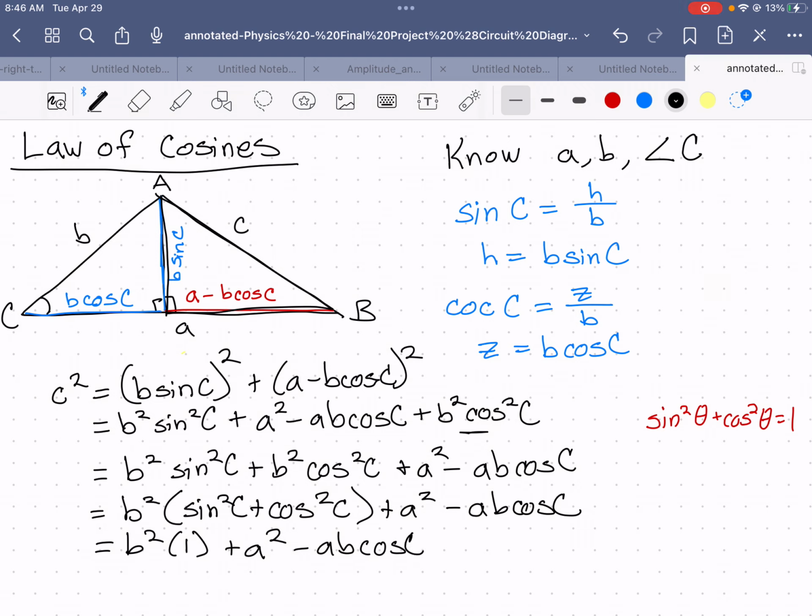So let's just rewrite this a little bit. I'm going to say c squared is equal to a squared plus b squared minus ab cosine of c.